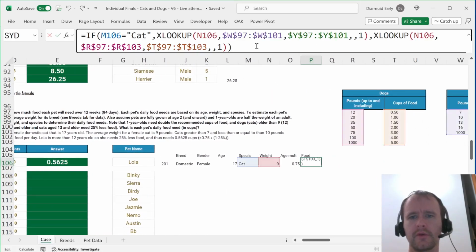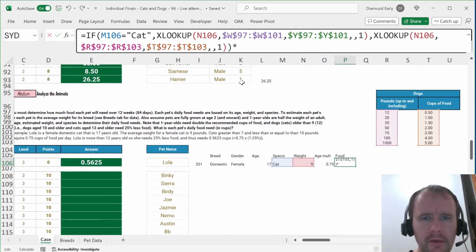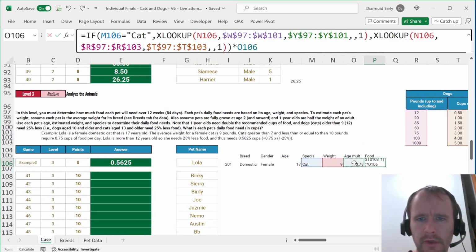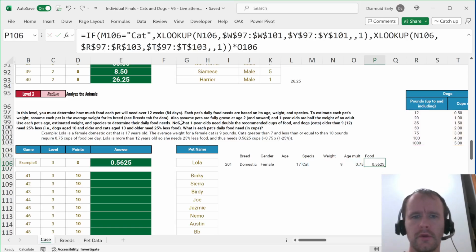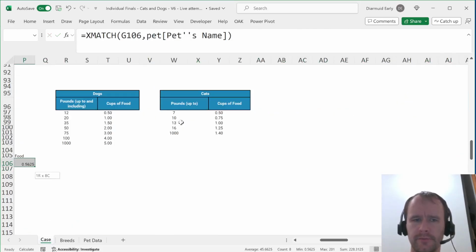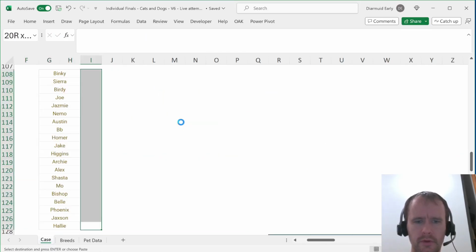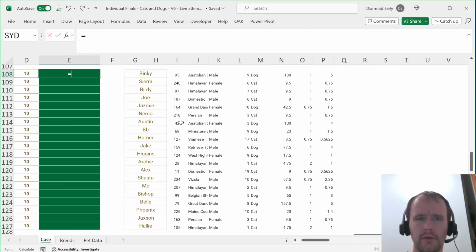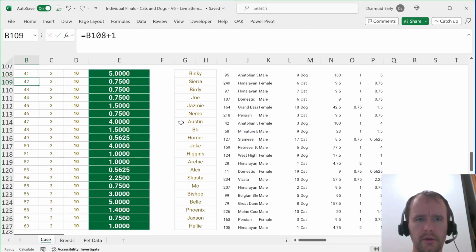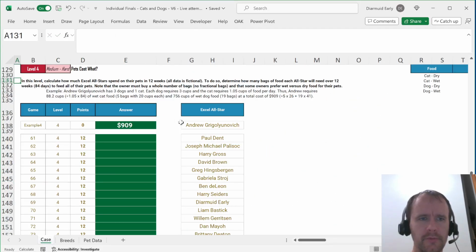Then we need to multiply that by the age multiple, and we need to multiply it by 84 days. Oh, no, we don't multiply by days. We're working out food per day. It says how much they'll need over 12 weeks. Okay, fine. Well, that's the answer anyway, so we'll link that in there, and hopefully we're good. And let's move on. Level 4.